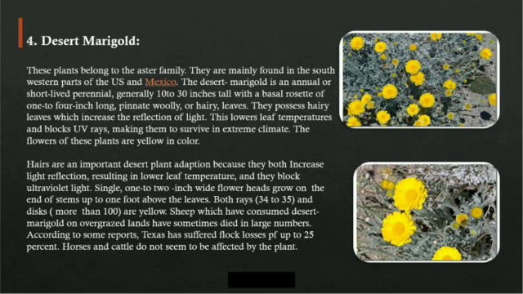Single 1 to 2 inch wide flower heads grow on the end of a stem up to 1 foot above the leaves. Both rays, 34 to 35, and disc, more than 100, are yellow.